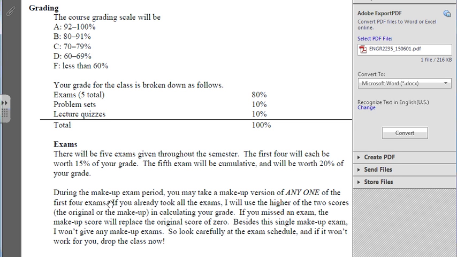So say you took them all and you weren't happy with your exam 4, so you take the retest of exam 4. I'll take the higher of the 2 times you took exam 4. So if you got 80% on exam 4, retook it and got 70%, I'd still take the 80. So there's no risk in doing the makeup exam. But other than that chance to make up one exam, I'm not going to do any other makeups. If you leave for a wedding or something, that's fine, but that's your one makeup.